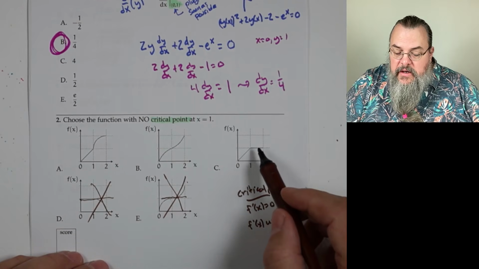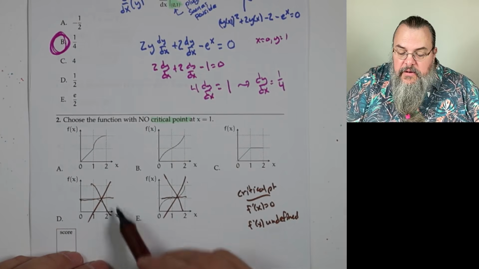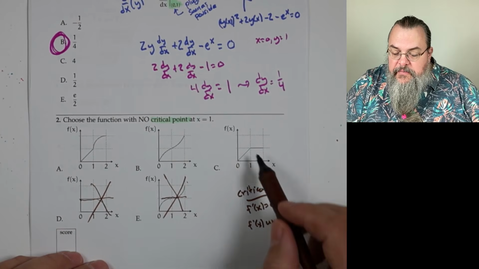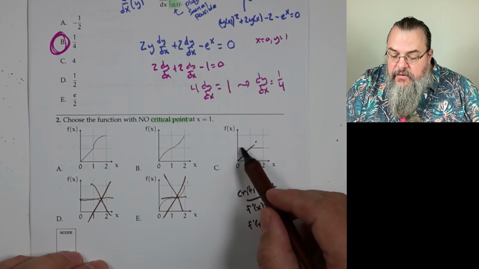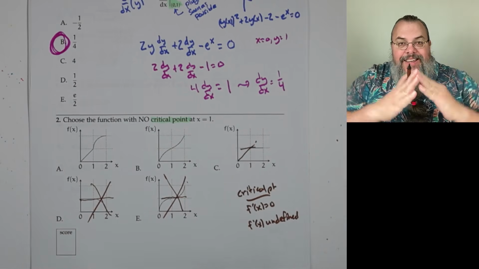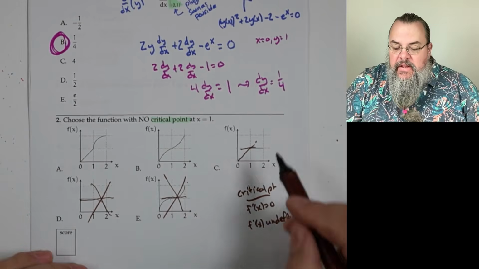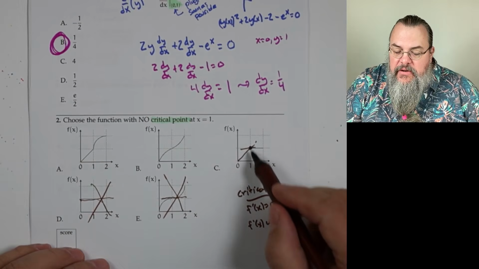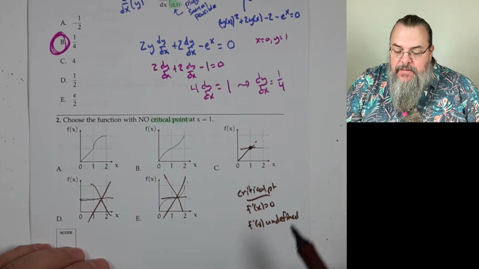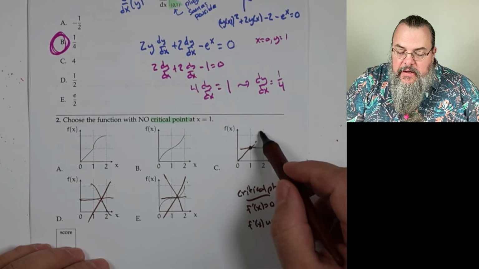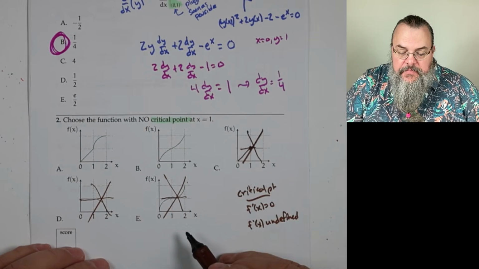Here, see, that's slope 0, critical point. Slope 0, critical point. Here, I have sort of a kink. And so what happens? There is no tangent line at that point, which means the derivative is undefined. All right, critical point, so it's not that one.